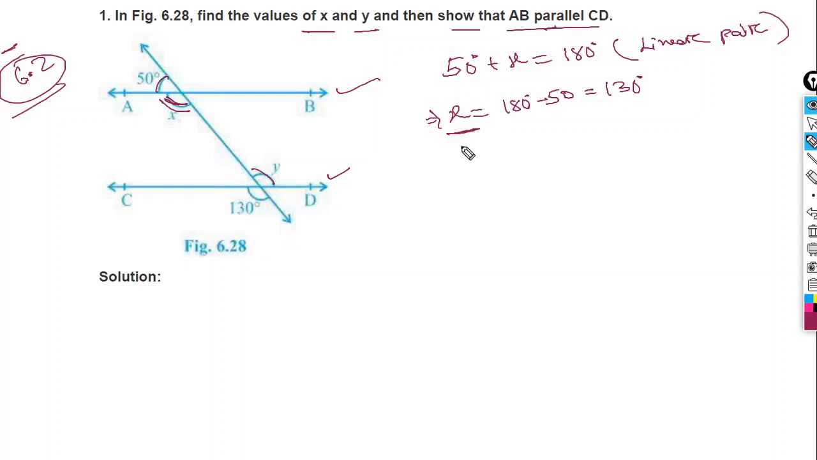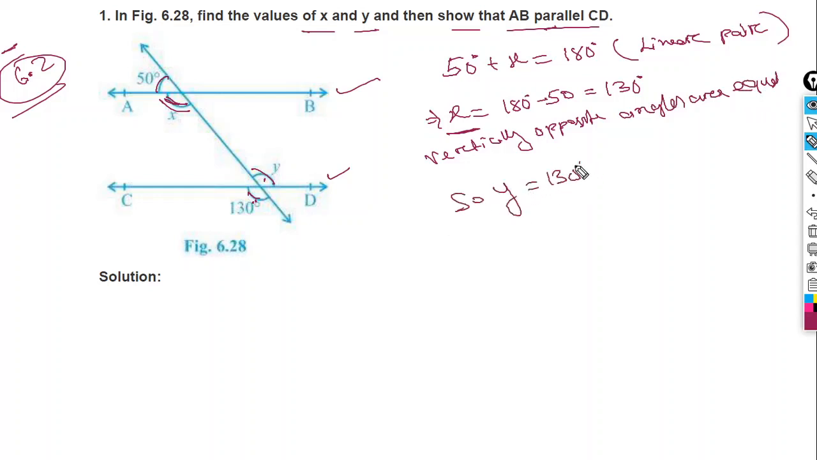Now again you can move to here. You can see y and 130 degree, they are vertically opposite angles. You can write vertically opposite angles are equal. So y equal to 130 degree. Here they are vertically opposite angles.